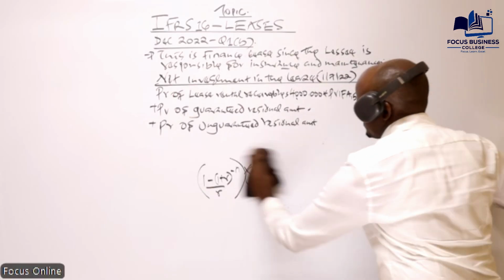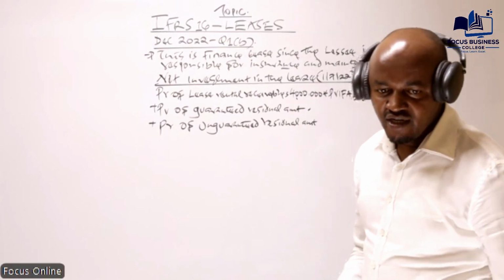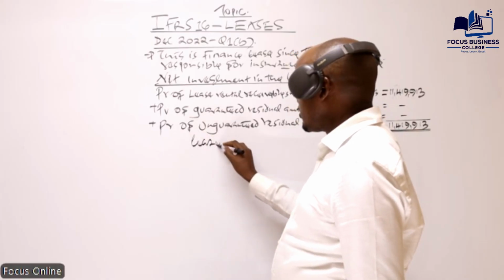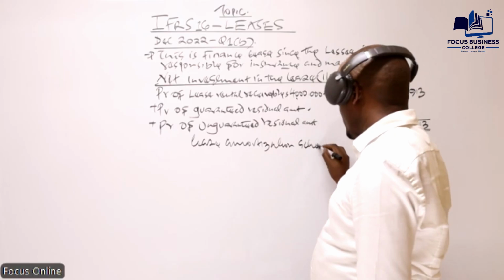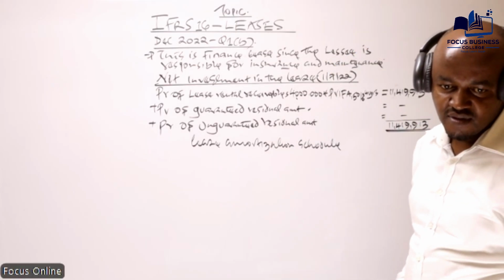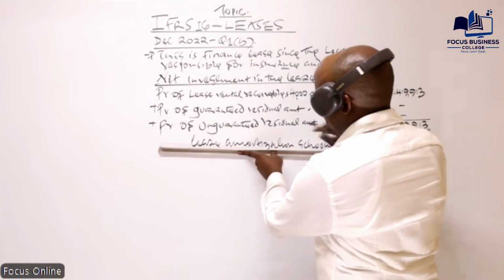Now, having this, what do we need to do? We need to amortize this. So we amortize this by basically preparing the lease amortization schedule. There is an amortization schedule.